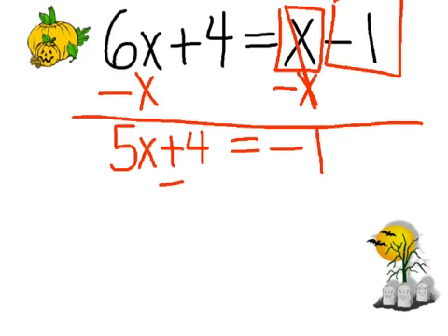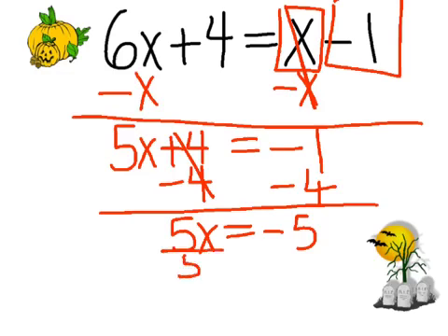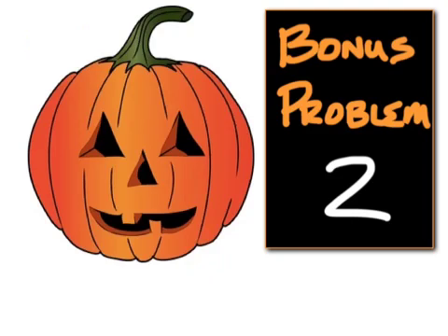Okay, then we move our 4, which is a positive 4, which means we're going to subtract 4 from both sides. When we do that, we have 5x on the left side. On the right side, negative 1 minus 4 is negative 5. We divide by 5, and our answer is negative 1.